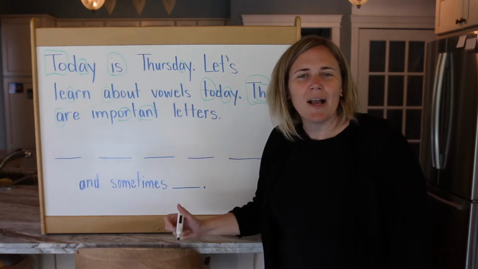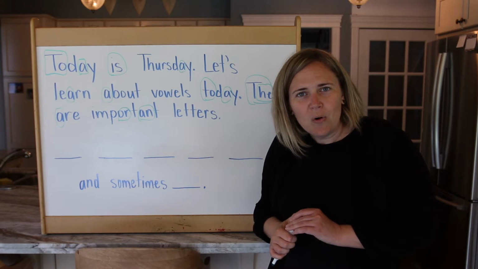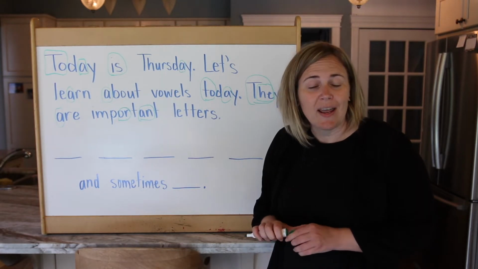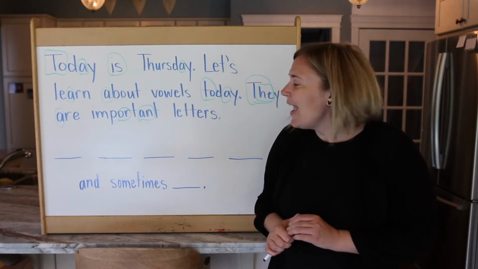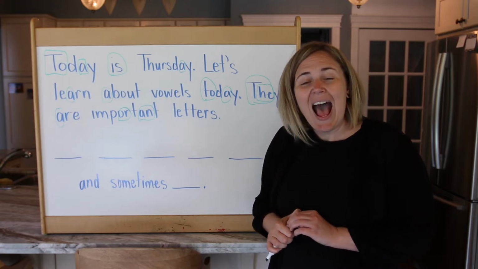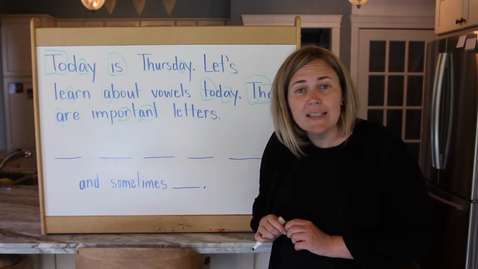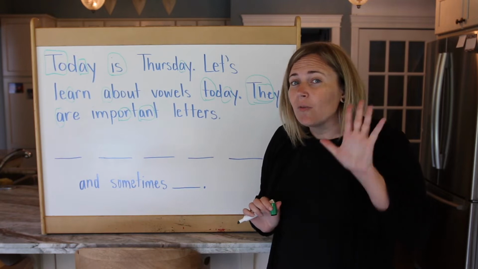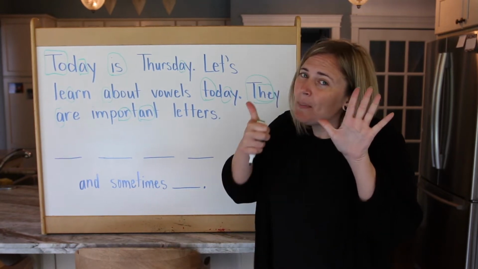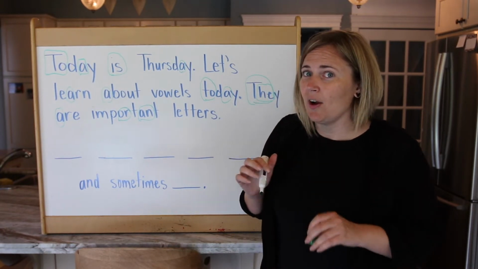Okay, let's talk about vowels. Vowels are very special letters in the alphabet. They are letters that have to be in every single word. And there are 5 vowels and sometimes a 6th one. So I'm going to tell you what they are right now.